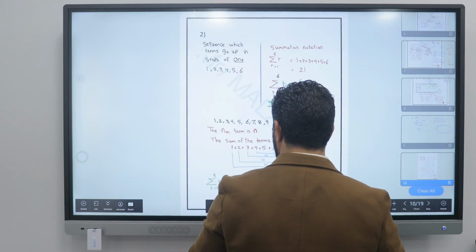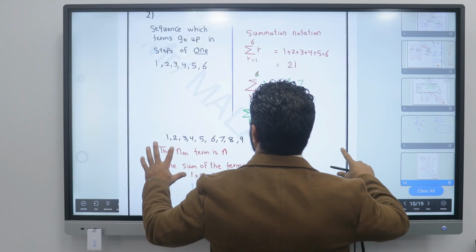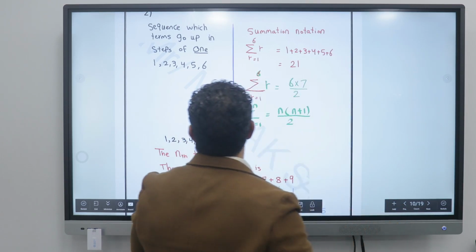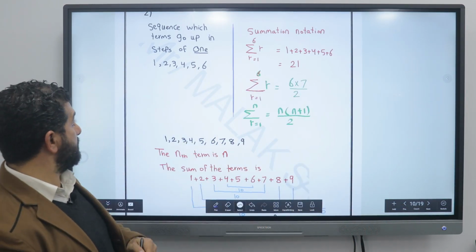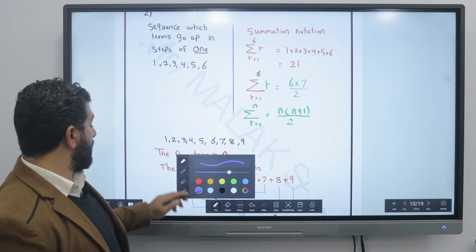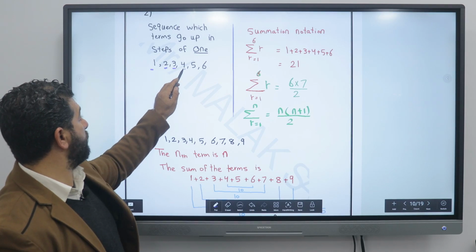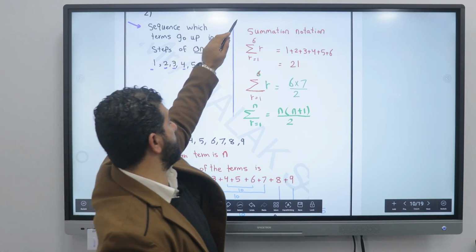We will study now this sequence. I call it the sequence whose terms go up in steps of 1. All terms go up in steps of 1, like this sequence here. I have 1, 2, 3, 4, 5, 6. This is the sequence. They are related to each other, as I said.